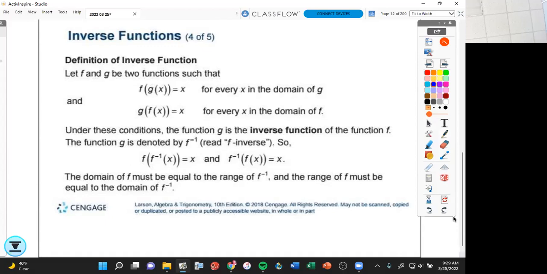So f of f inverse of x is x, and f inverse of f of x is x. The domain of f must be equal to the range of the inverse, and the range of f must be equal to the domain of the inverse. So again, all x's and y's swap. The domains and the range swap. Questions so far?